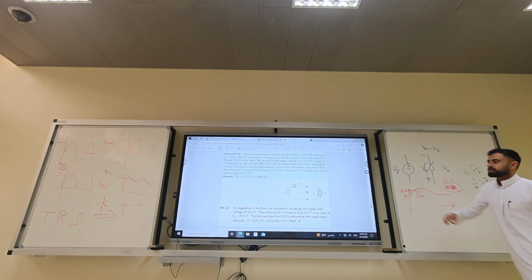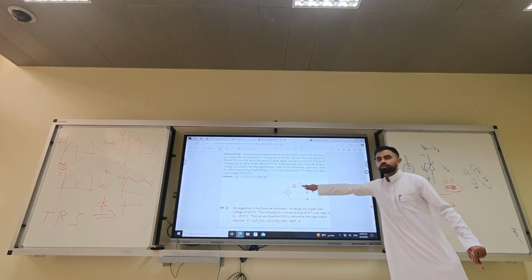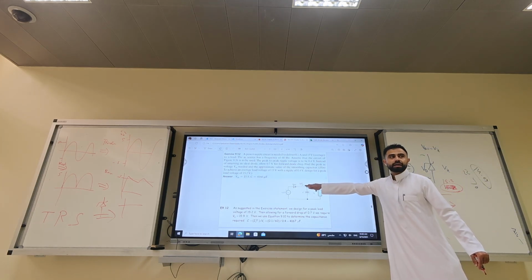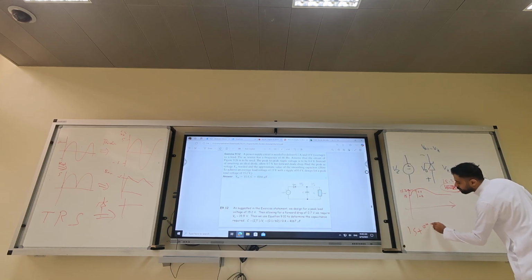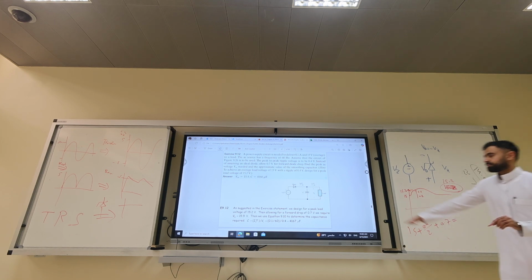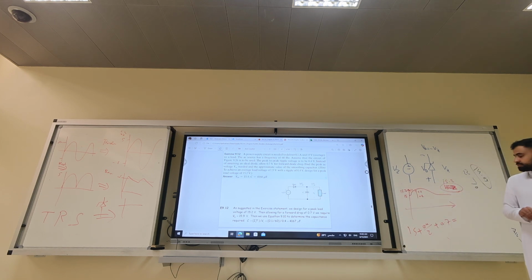Not only that, you need to add the 0.7 drop of the diode. So you have 15 plus 0.4 over 2 plus 0.7. How much is that? Minus 20? No, you need to add it.